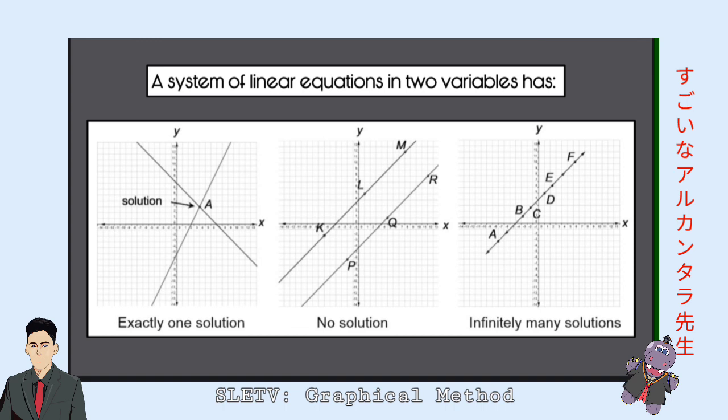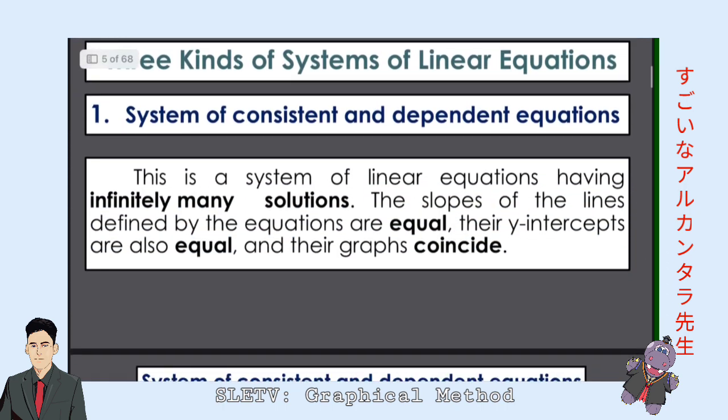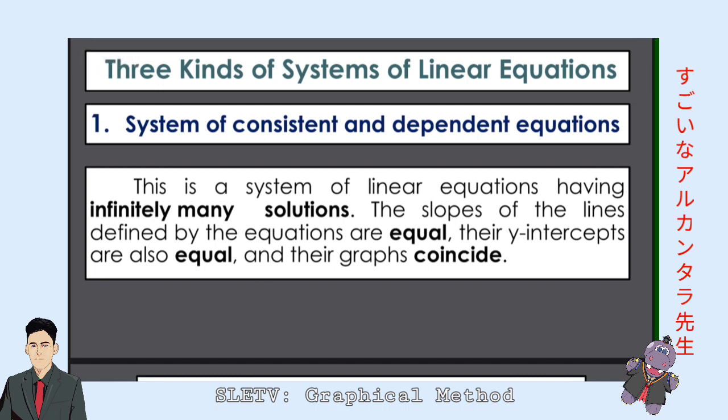In this case, these kinds of solutions help us in identifying the three kinds of systems of linear equations in two variables. We have the first one being a system that is consistent and dependent. This means the system of linear equations has infinitely many solutions. The slopes of the lines defined by the equations are equal, their y-intercepts are also equal, and their graphs coincide.